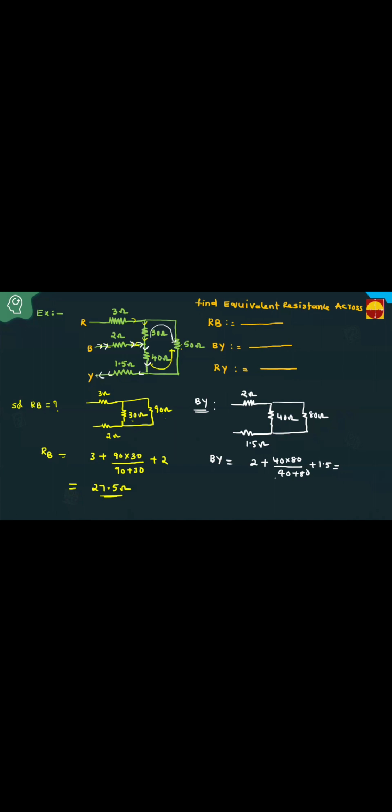So this is approximately equal to how much can you get? I'm doing the calculation. 2 plus 40 into 80 by 40 plus 80 plus 1.5. This is approximately equal to 30.17 ohms. Is it correct? 30.17.